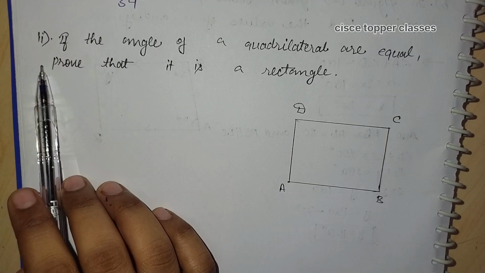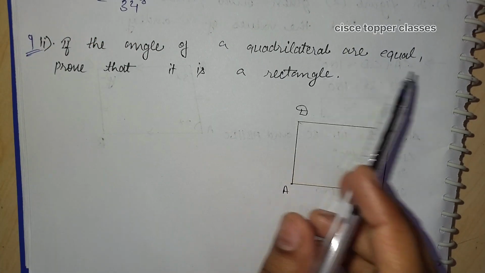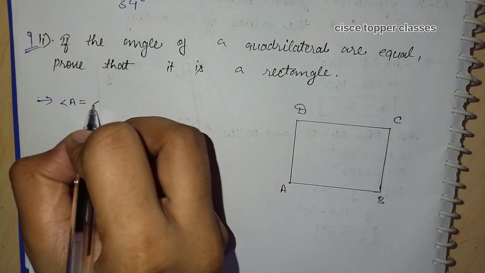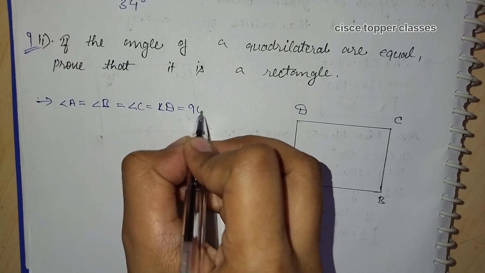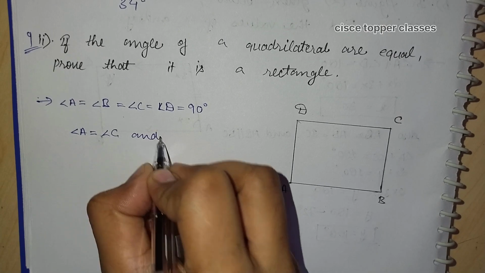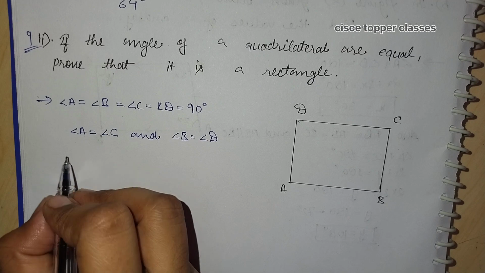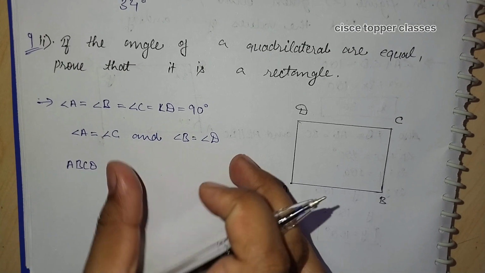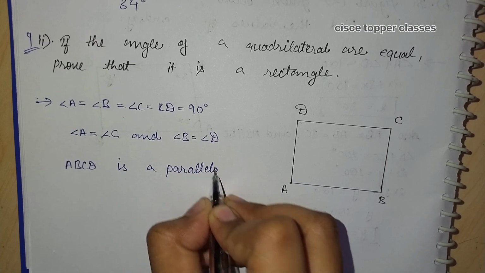Let us solve the second part of the ninth question. It says, if the angles of a quadrilateral are equal, then prove that it is a rectangle. Simply, it is given that angle A is equal to angle B is equal to angle C is equal to angle D. So this is 90 degree here. As angle A is equal to angle C and angle B is equal to angle D, but these are opposite angles, so this is a quadrilateral, and ABCD is a parallelogram. Now we can prove that opposite angles are equal, so this is a parallelogram.